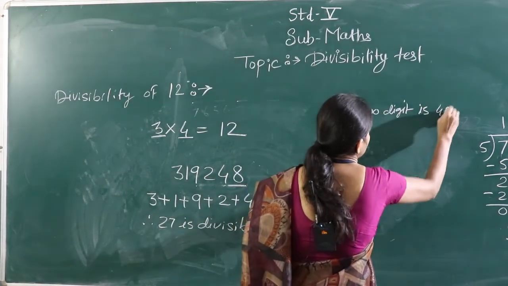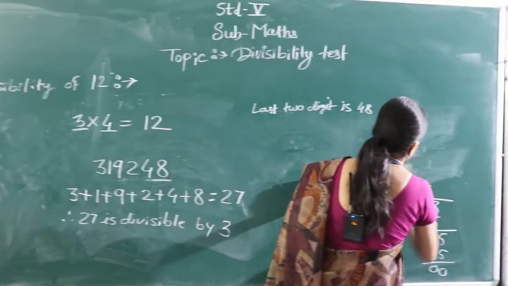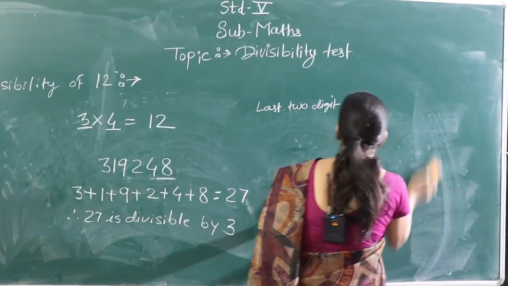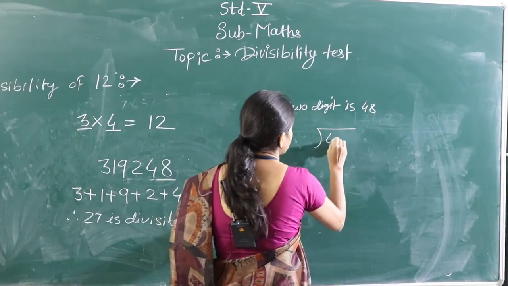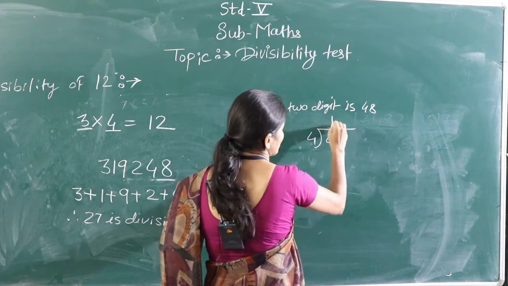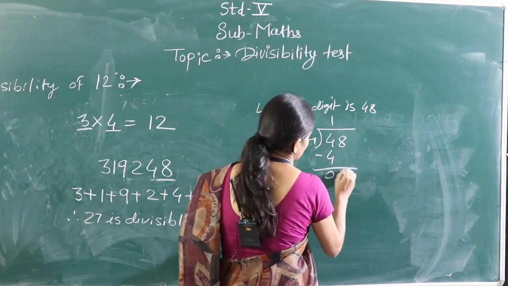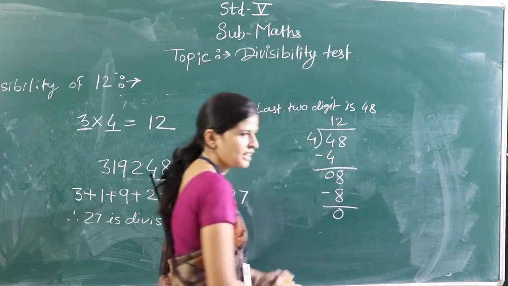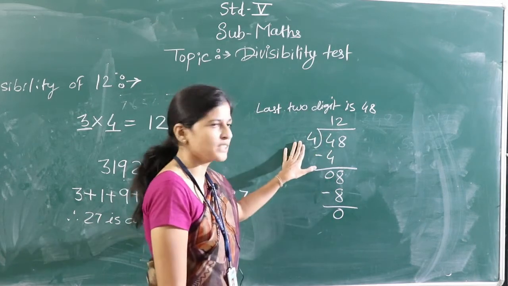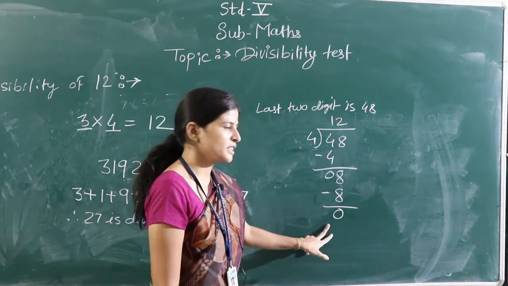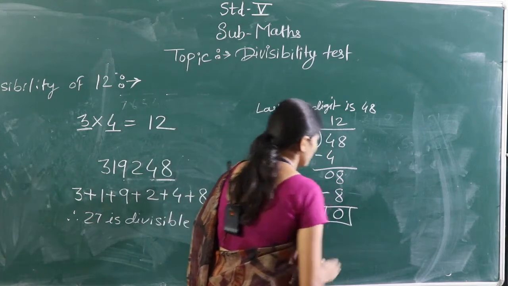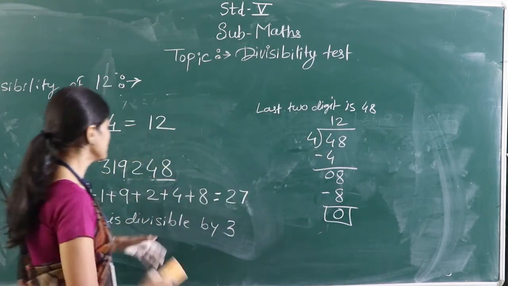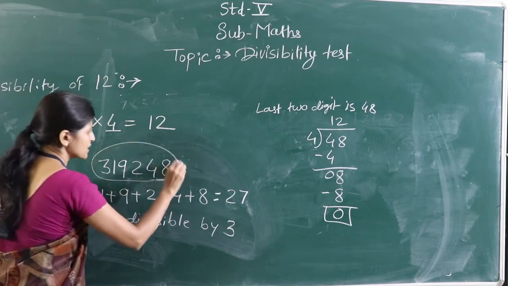Is 48. Now we have to check whether this 48 is divisible by 4 or not. We divide 48 by 4. 4 1s are 4. 4 2s are 8. Remainder 0. That means 48 is divisible by 4 because our remainder is 0. 48 is divisible by 4. That means the whole number is divisible by 4.